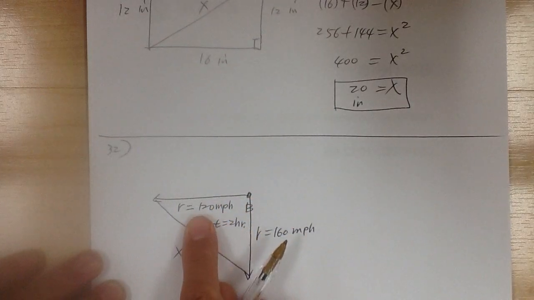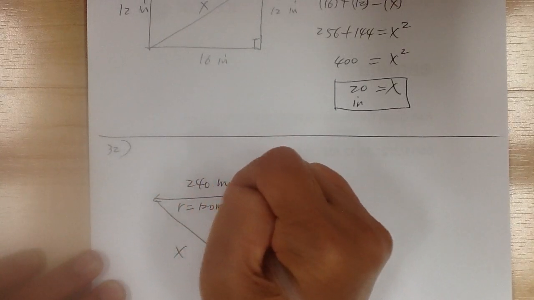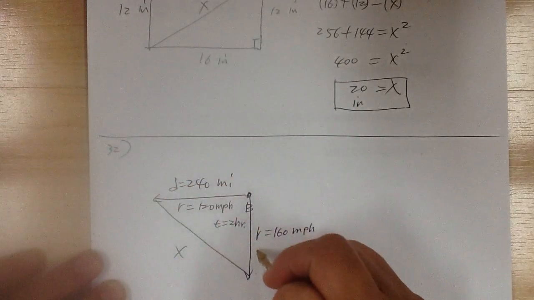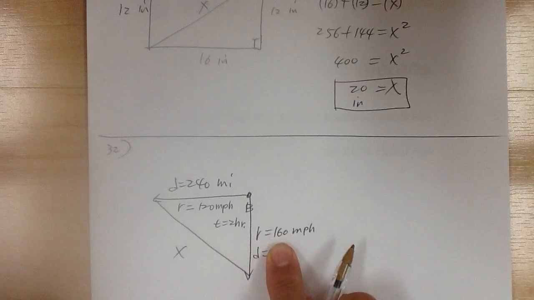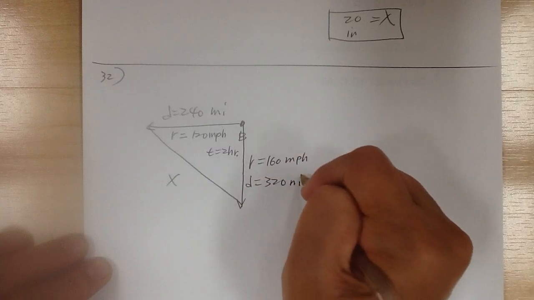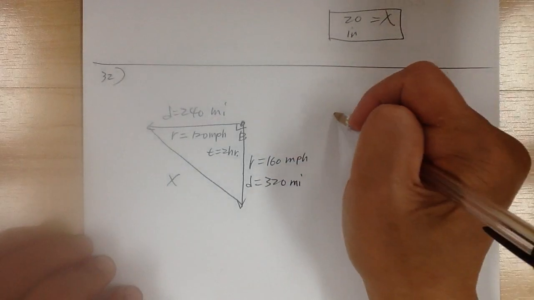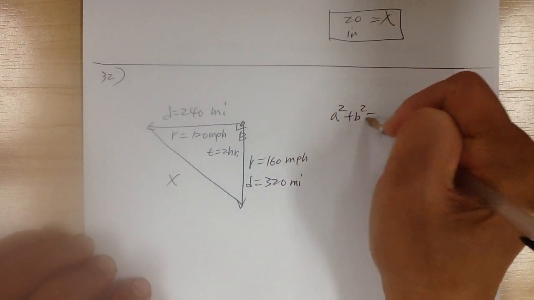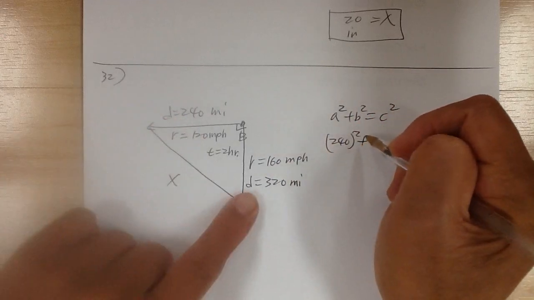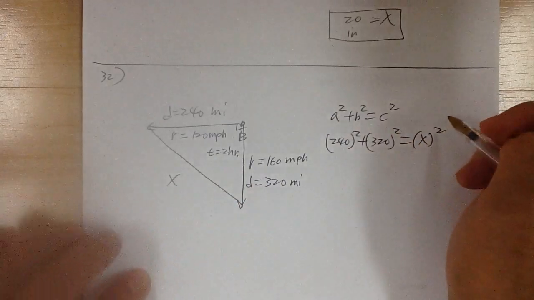Okay, so if it's 120 miles per hour and fly for 2 hours, this distance will be 240 miles. Okay, and this one, so this side distance will equal to 160 miles per hour. And it flew for 2 hours, so this would be 320 miles. Okay, so now you have the right triangle here. So you can apply your Pythagorean theorem. A squared plus b squared equal to c squared. So that's your a, so it'll be 240 squared. That's your b, so it'll be 320 squared equal to c squared.